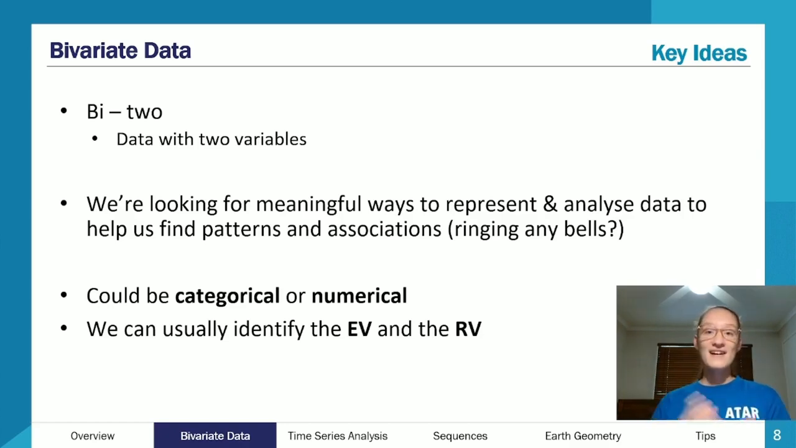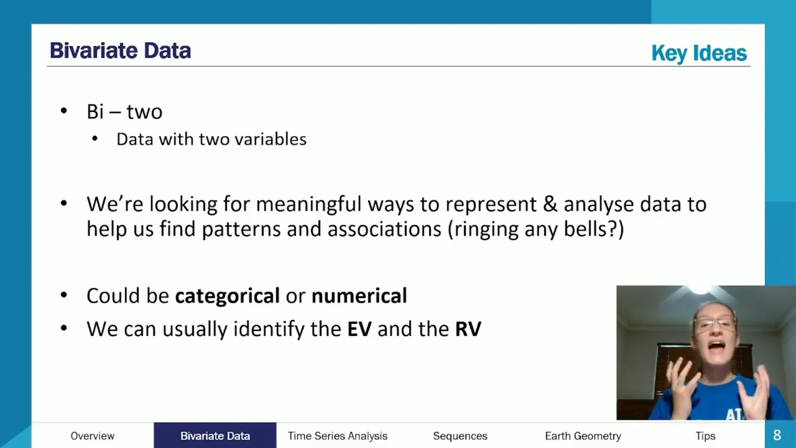So bivariate data, let's get into it. Topic 1 of Unit 3. It might have been a little while since you've covered this, so it could be some good time for revision. So bivariate data. Bi is the prefix meaning two. So we're looking at data with two variables. And the way I like to remember that is like bicycle, bivariate, prefix bi means two. So that's a little trick that I like to use as well.